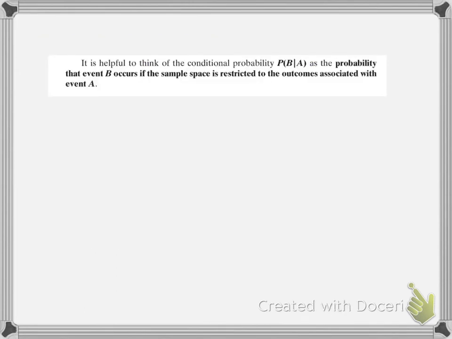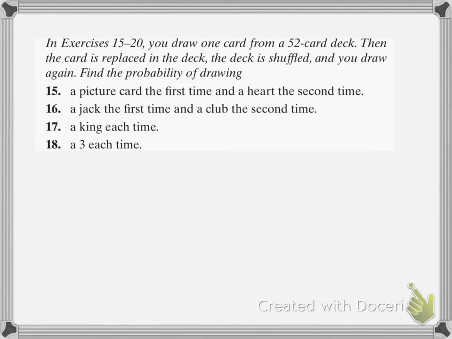I like this statement from the book. It is helpful to think of the conditional probability as the probability that event B occurs if the sample space is restricted to the outcomes associated with the event A. So the example we just gave is we're basically saying we're only choosing from the spades in the first example. We're only choosing from the black cards in the second example. And that gives us a little bit of a condition upon what the probability is going to be. Okay, let's hit up a couple examples from the book.